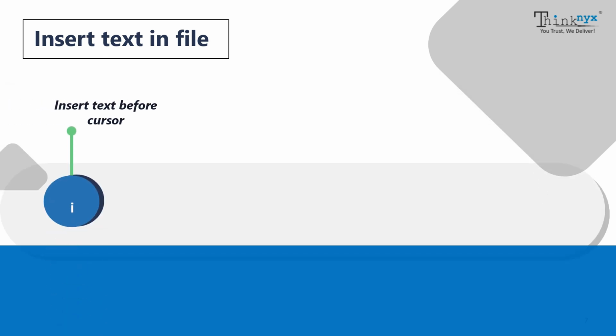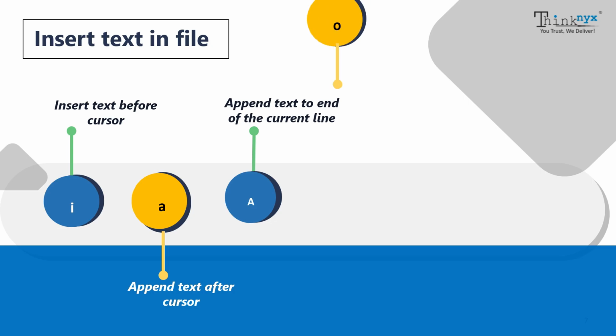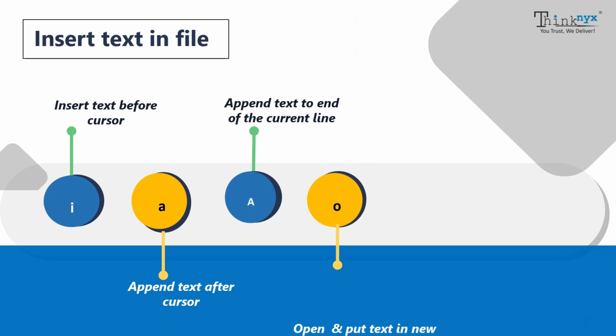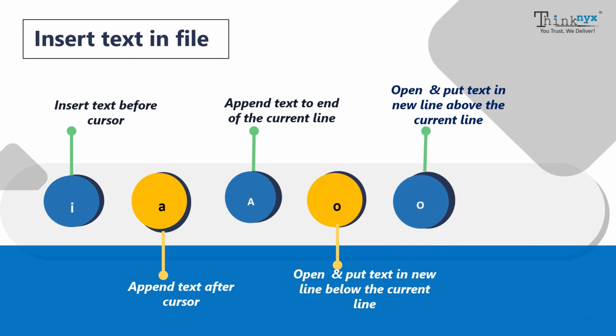Let's find out how to insert text in VI. Lowercase i inserts text to the left of the cursor by typing i from command mode. Lowercase a, as in append, is used to insert text to the right of the cursor. Uppercase A would add text to the end of the current line. Lowercase o is used to open a line below the current cursor position. Uppercase O is used to open a line above the current cursor position.